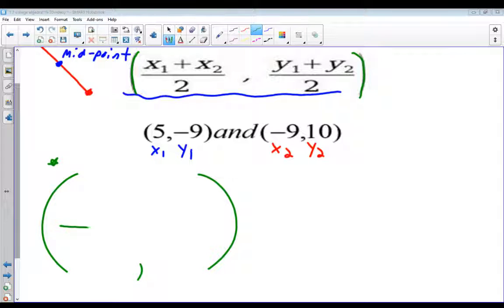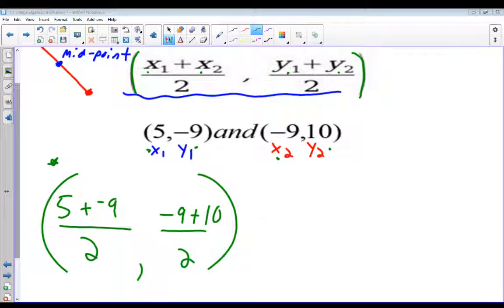So following the formula, I got to do x1 plus x2. My x1 is right here, and my x2 is right here. So in other words, I got to do 5 plus negative 9, and then just divide that by 2. And then for the second part, I got to do y sub 1 plus y sub 2. My y sub 1 is negative 9, and my y sub 2 is 10.